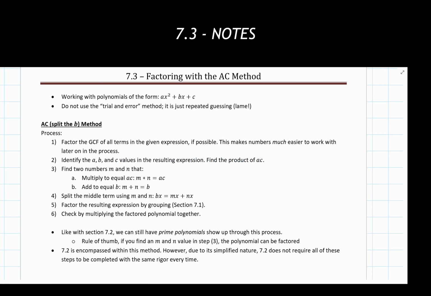7.3 has us working with factoring using what's referred to as the AC method. So it's one of our main essential methods that we use for factoring and kind of a go-to if we aren't sure what to use when we're given a polynomial.